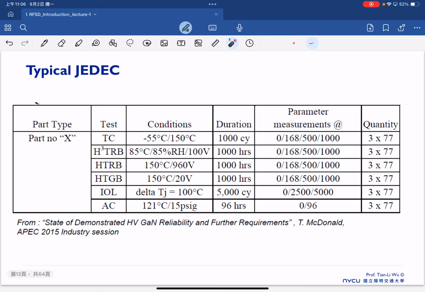And if you have been in the field for a while, then probably you have already heard about the JEDEC. Although the JEDEC standard is still ongoing, making the new one, we have some very typical JEDEC tests that have been used for silicon for a while. So this is a typical JEDEC based on the silicon technology. We have several testing items that need to be done before we claim our product is reliable.